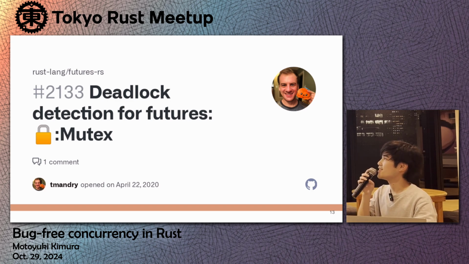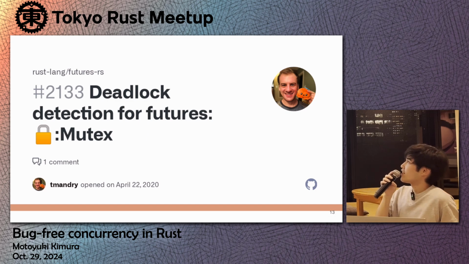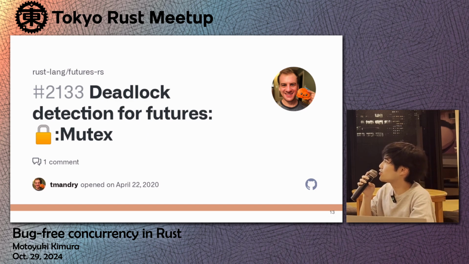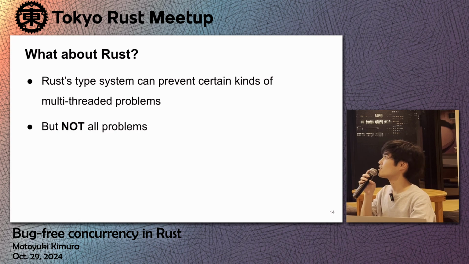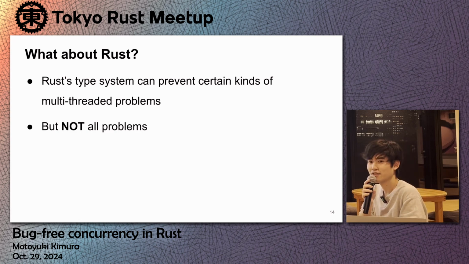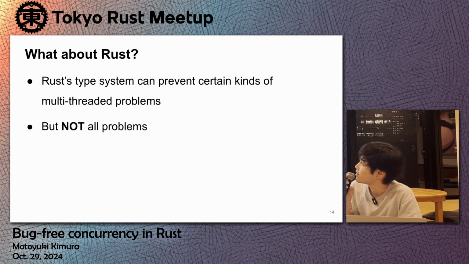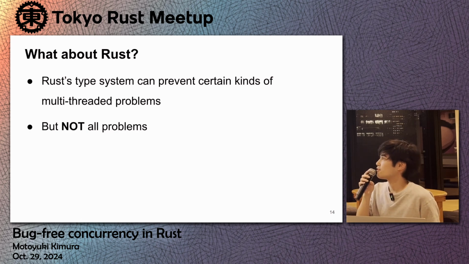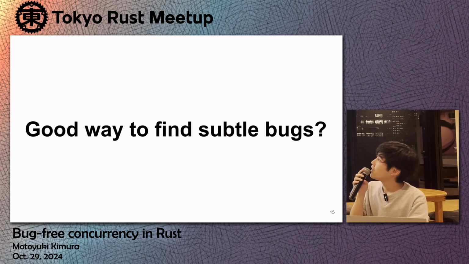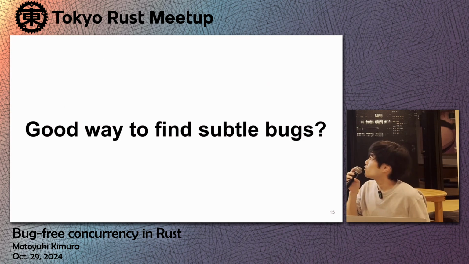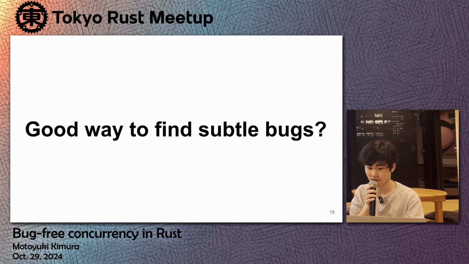Even with Rust, we sometimes see issues saying, hey, we need a way to detect deadlocks for futures mutex and things like that. This means that Rust's type system can prevent certain kinds of problems, but even with Rust, we still have some concurrency-related problems. So is there a good way to find subtle bugs that Rust cannot find?